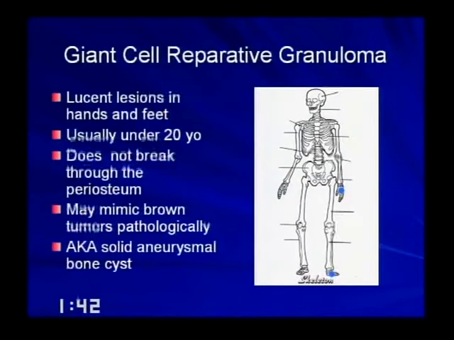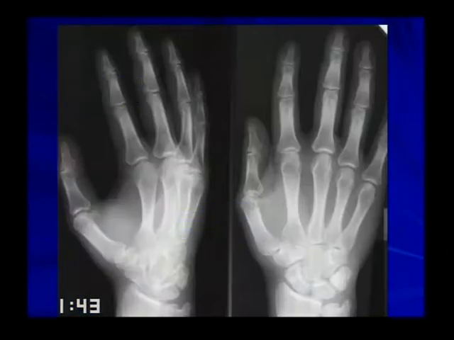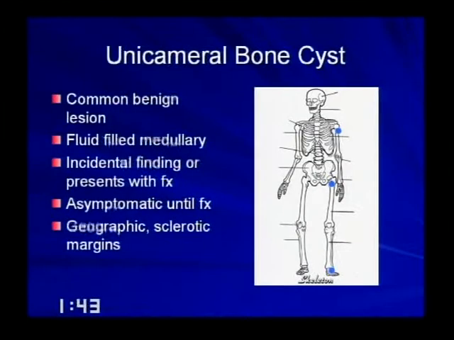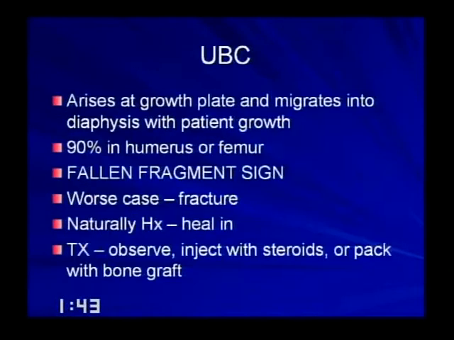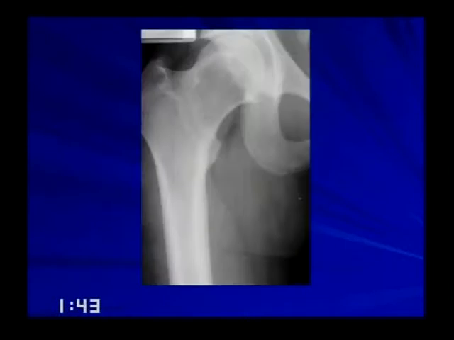Now, a related lesion called giant cell reparative granuloma, these occur almost exclusively in the small tubular bones of the hands and feet. They look like giant cell tumors, but they don't break through the periosteum, so there's no soft tissue mass. Okay, that's a common benign lesion, like NOFs. They go away. Worst case scenario, fracture, sclerotic margins, young kid. Fallen fragment sign is pretty much pathognomonic. We saw that. The treatment is either to observe, because they go away, inject with steroids, or to pack with bone graft.